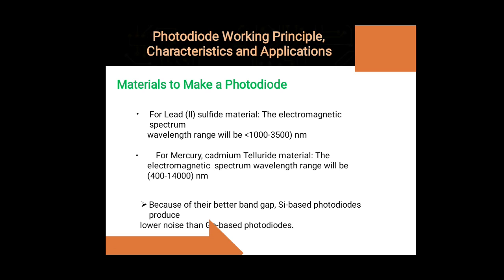For lead sulfide, the electromagnetic spectrum wavelength range will be 1000 to 3500 nanometers, and for mercury cadmium telluride it will be 400 to 14000 nanometers. Because of their better band gap, silicon based photodiodes produce lower noise than germanium based photodiodes.